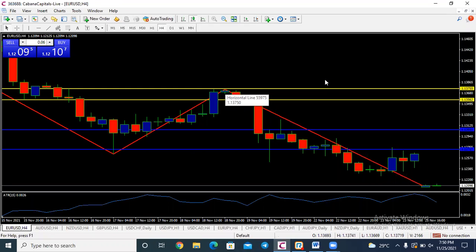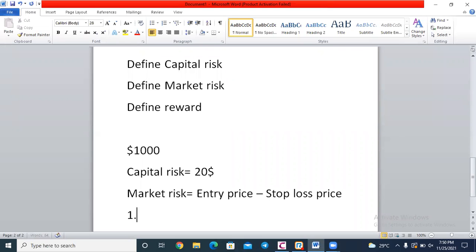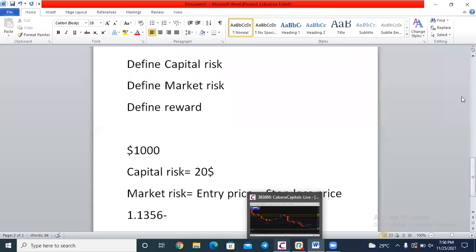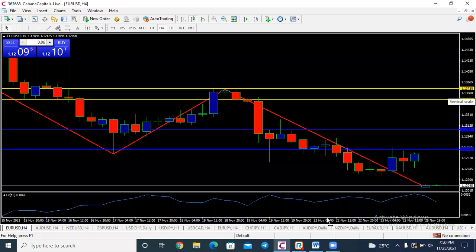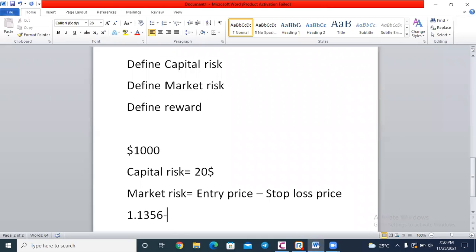level of stop price. So our entry is 1.1356, and our stop loss is 1.1375. Now, what's the difference here? 1356, 1375. I think that's 19 pips, right?